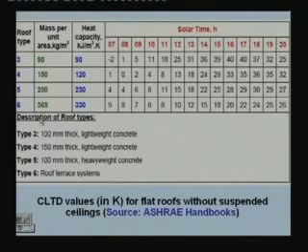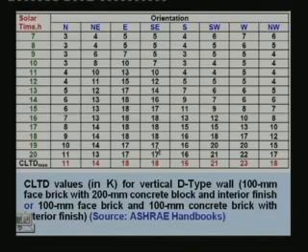Okay, similarly for different types of roofs at different solar times. And this table gives the CLTD values for vertical D-type wall. Okay, and the description of the D-type wall is given. D-type wall means 100 mm face brick with 200 mm concrete block and interior finish, or 100 mm face brick and 100 mm concrete block with interior finish.